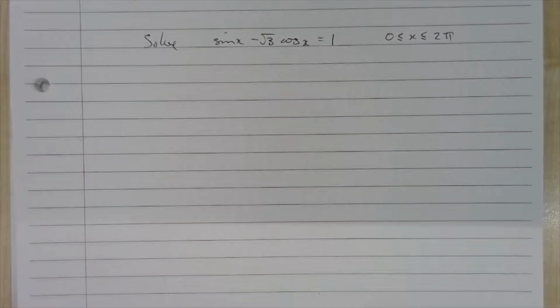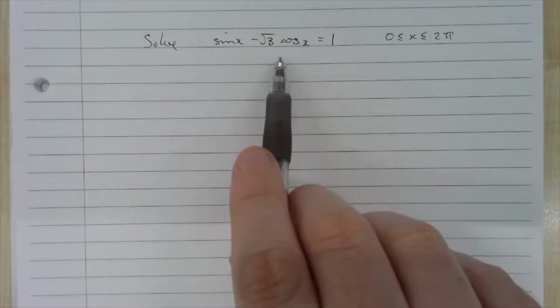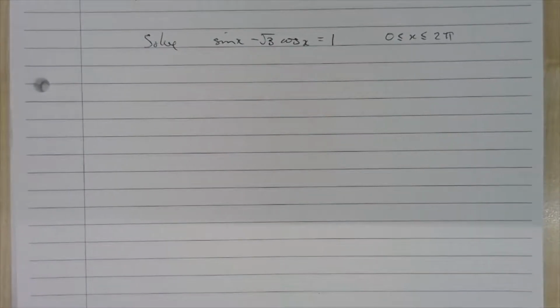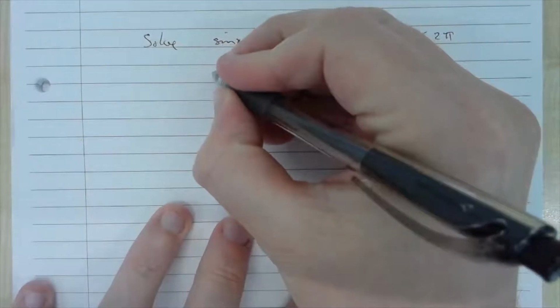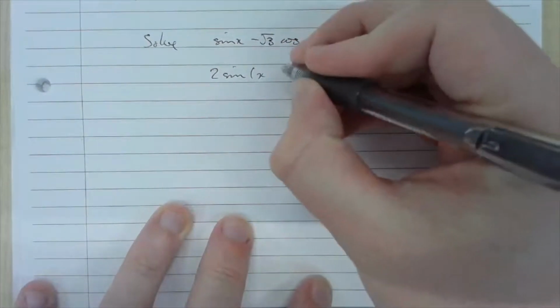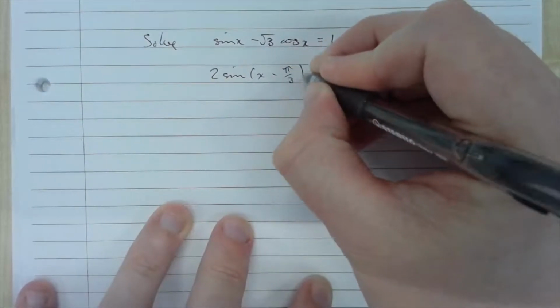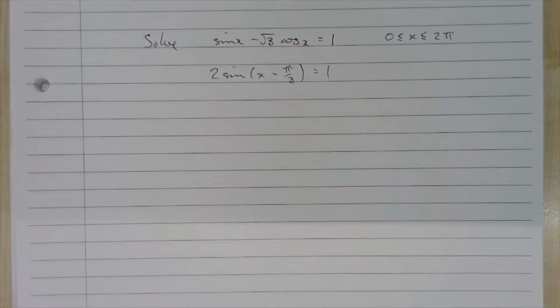Okay, and following on this example, maybe we get asked to solve sine x minus root 3 cos x equals 1. Now that would be really hard for us to do without technology, so we use the auxiliary method. We know that this is equal to 2 sine (x minus pi on 3) equals 1. So this is now much easier for us to solve, and we'll go about that.